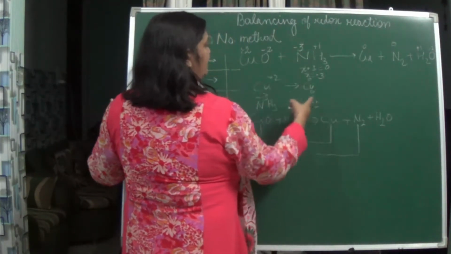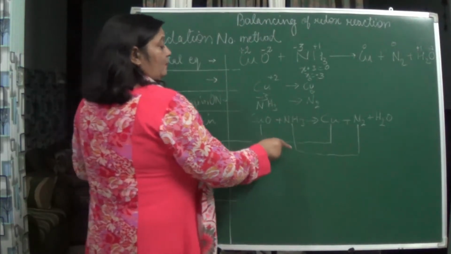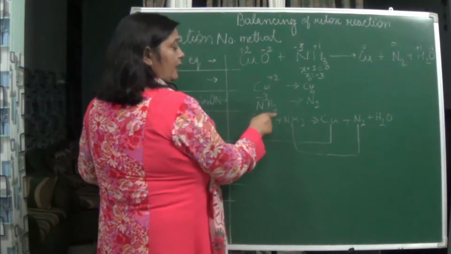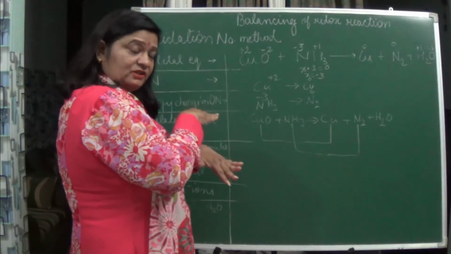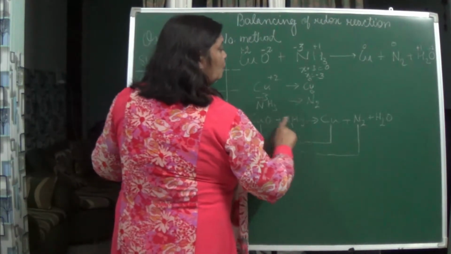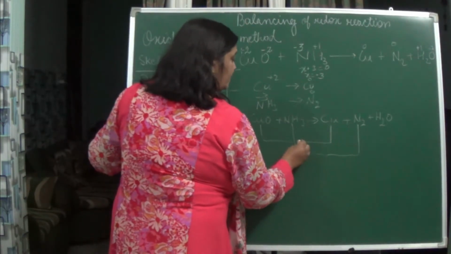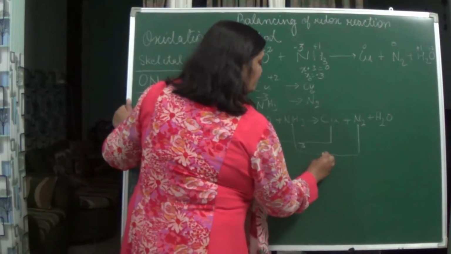-3 to what? 0. So here you are seeing there is a change in what? By the number of 2 and the number of 3, isn't it? You have to interchange it. It means you have to multiply CuO, which is giving Cu, instead of 2, you will be doing with 3. And here NH3 to N2 you will be doing with 2.